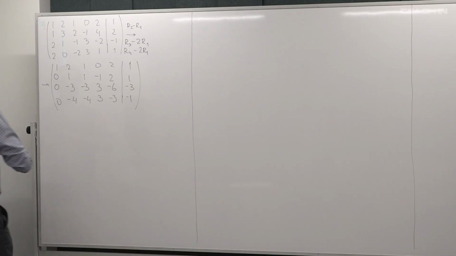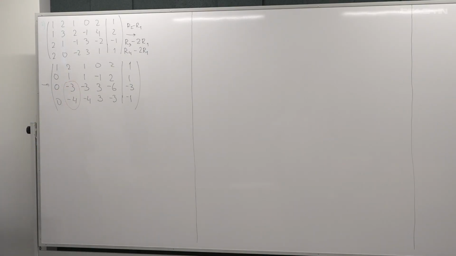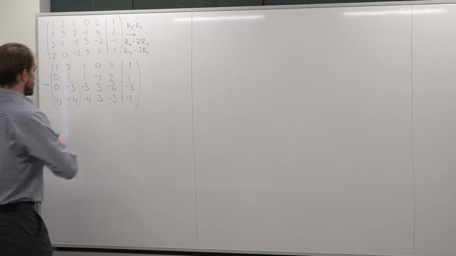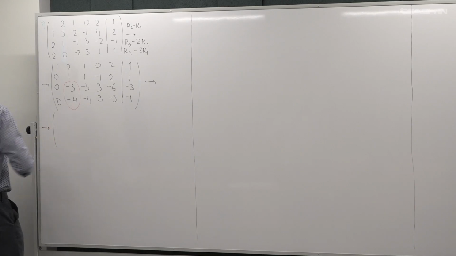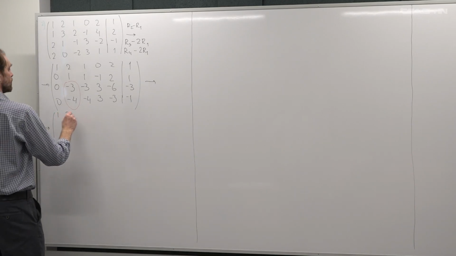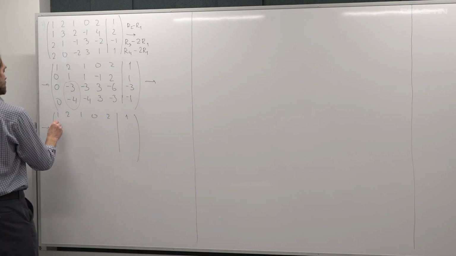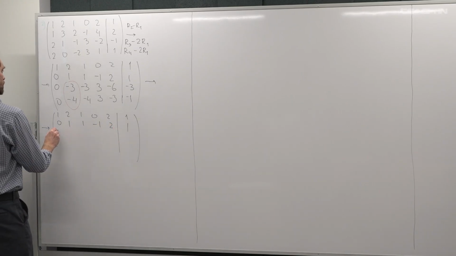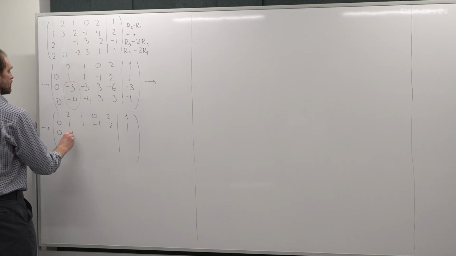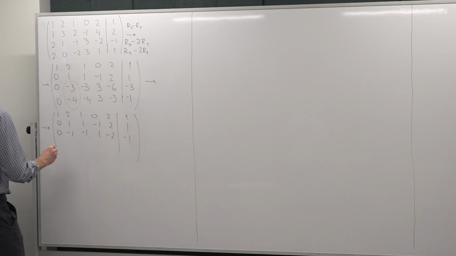And so we have 1 here, and we need to get rid of the elements here. Maybe it makes sense first to divide the third row by minus 3. So I get 1, 2, 1, 0, 2, and 1 here. Then 0, 1, 1, minus 1, 2, 1. Then 0, minus 1, minus 1, 1, minus 2, and minus 1.